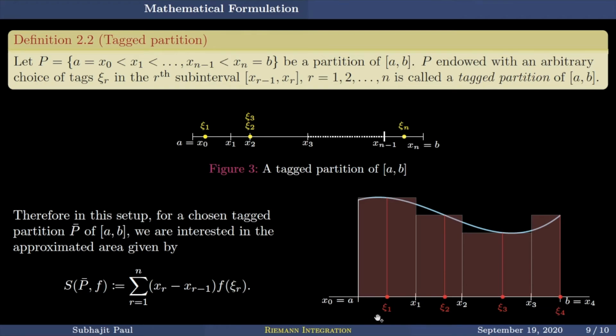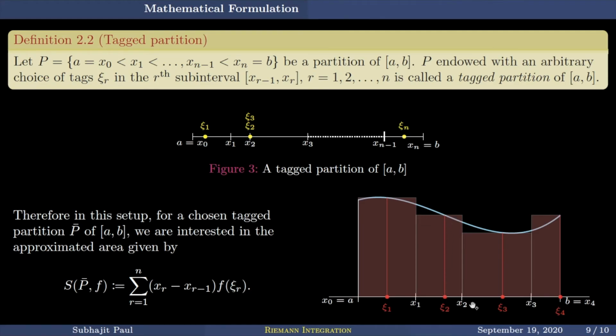Fine. Now, in the first subinterval x0 to x1, we have chosen the tag at this point, xi1. So this is my tag, and I have erected the rectangle on the first subinterval x0 to x1 with the height f at xi1. In the second subinterval x1 to x2, I have chosen the tag at this point xi2, and I have erected the rectangle on x1 to x2 with the height f at xi2.